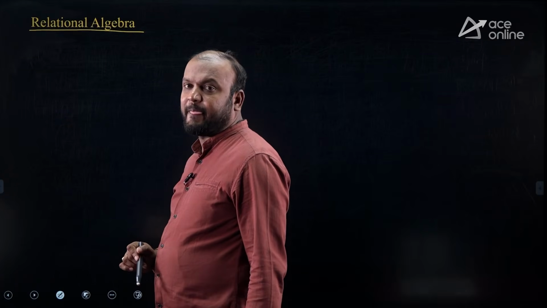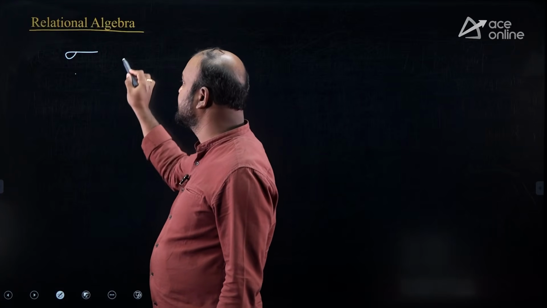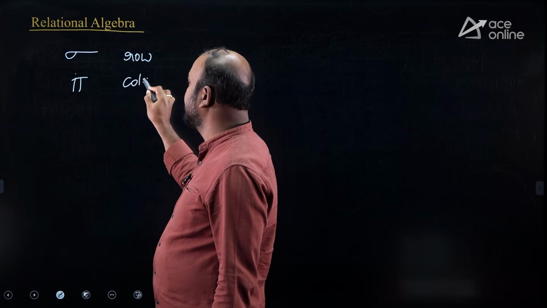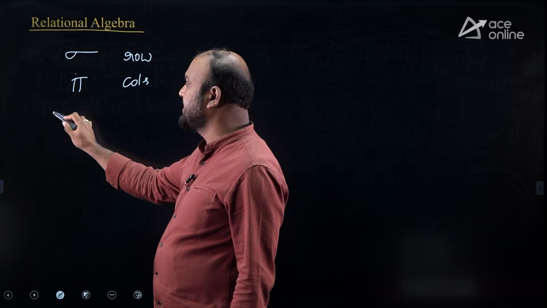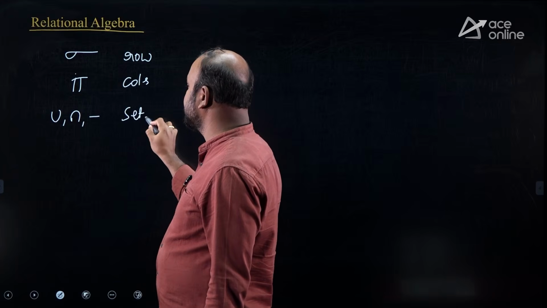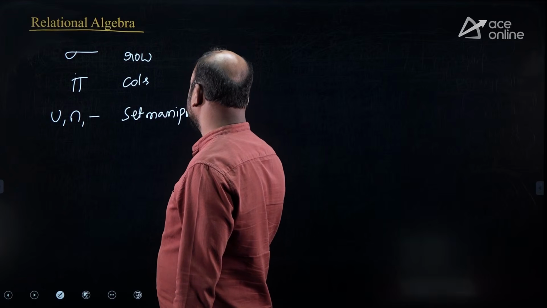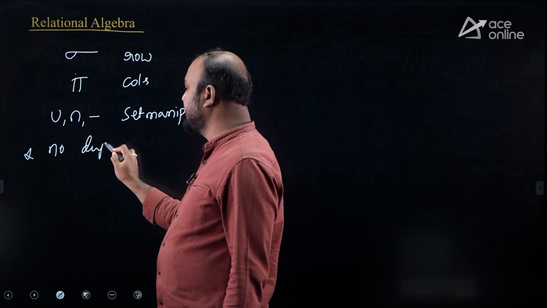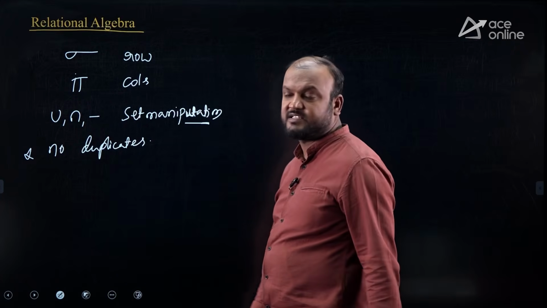In relational algebra, you have the basic selection operator for selecting the rows. For selecting the columns, we have pi, called the projection operator. And we have set manipulation operators: union, intersection, difference. And it is an assumption that there are no duplicates in the output of relational algebra. That is important.